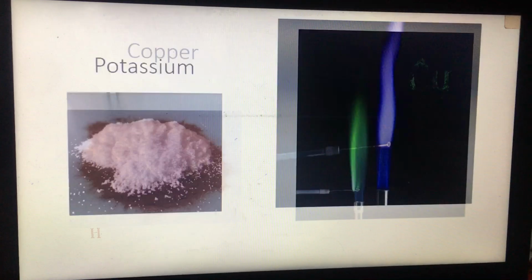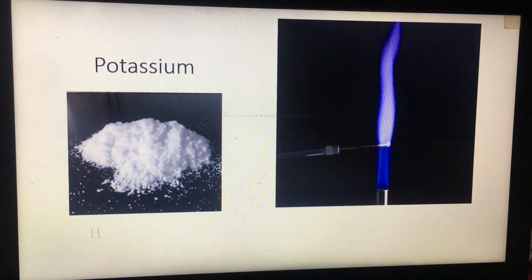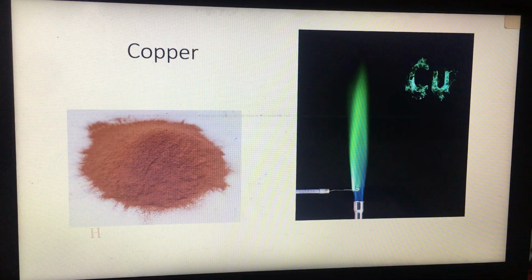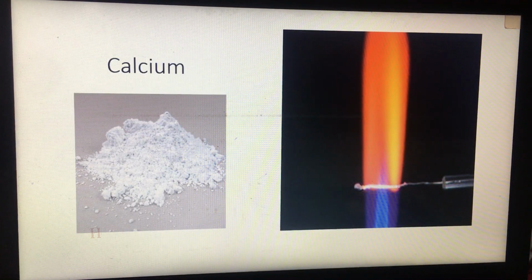Again, let's revise all the metals. Lithium has a crimson red flame. Potassium has a lilac flame. Copper has a blue-green flame. And sodium has a yellow-orange flame. And the last metal, which is calcium, has a brick red flame.